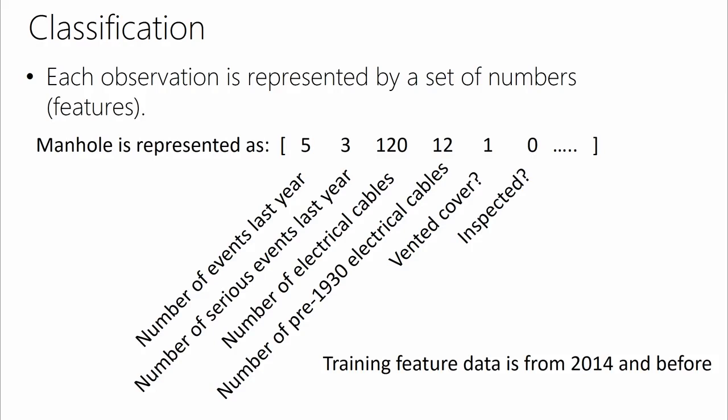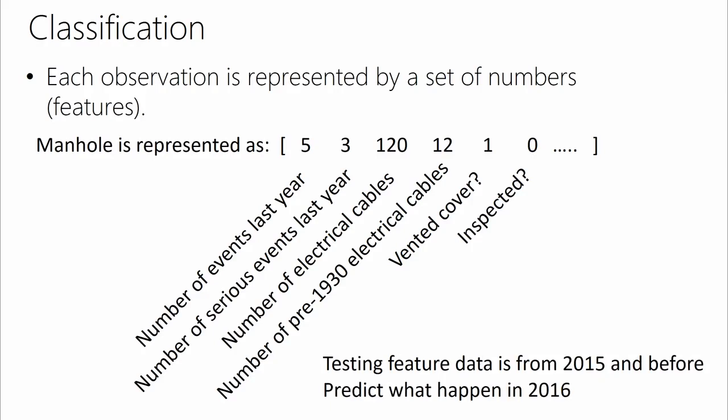So for instance, the feature data might be from 2014 and before, and the label would be 1 if the manhole had an event in 2015. So that's our training set. And then for the test set, the feature data would be from 2015 and before, and then we would try to predict what will happen in 2016.